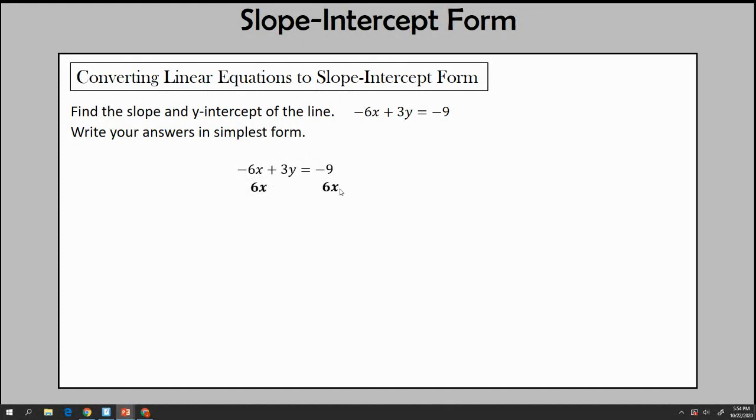Isolate 3y first by adding 6x. These are not like terms, right? 6x and negative 9 aren't like terms. So I'm just going to write it as 6x minus 9. Over here, this negative 6x and positive 6x cancel.